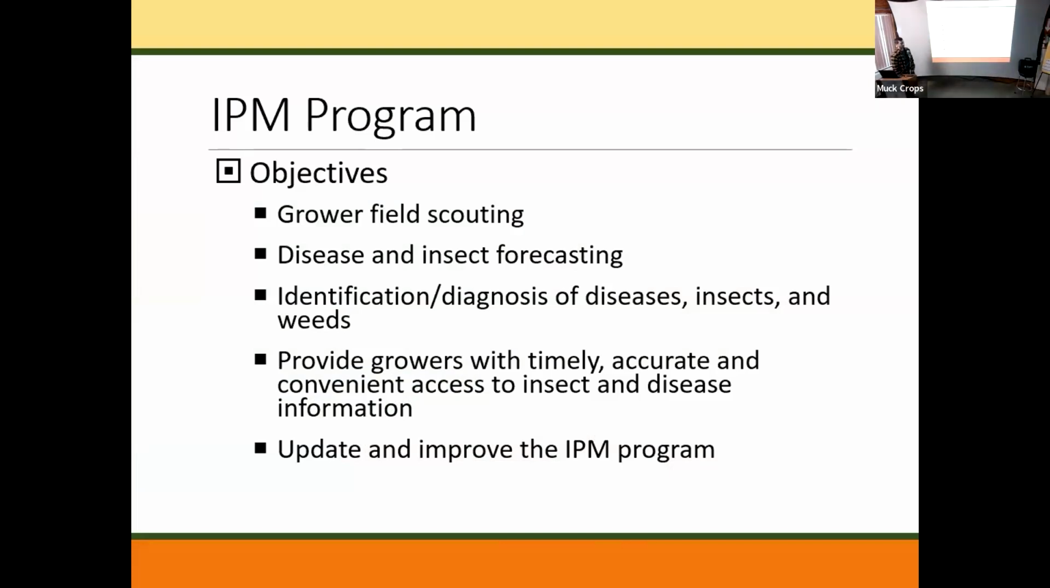So first off, the objectives of our IPM program are first to scout your grower fields. We also do disease and insect forecasting, identification and diagnosis of weeds, diseases, insects that we're finding in your fields. We also want to provide growers with timely, accurate, and convenient access to information on diseases and insects and how to best deal with them. And we're always constantly trying to improve and update our IPM program. So if anybody has any suggestions, feel free to reach out to me. I'd be happy to discuss making those updates.